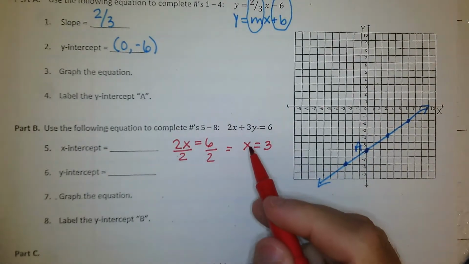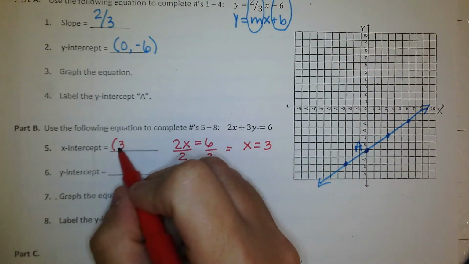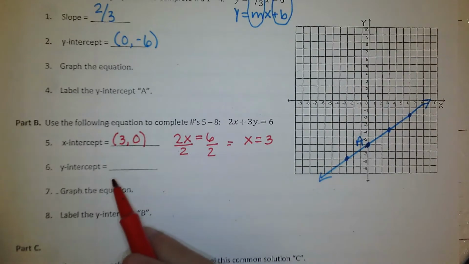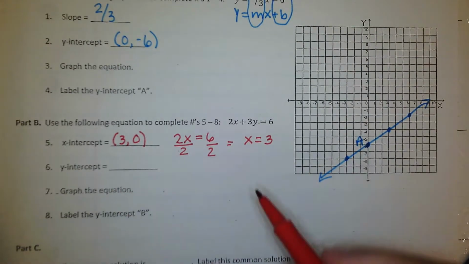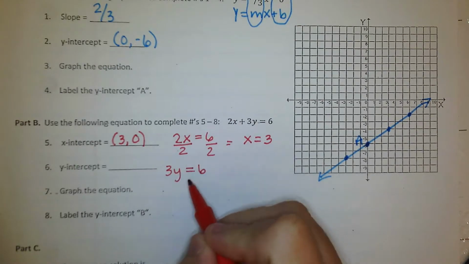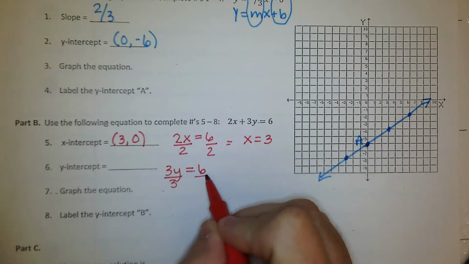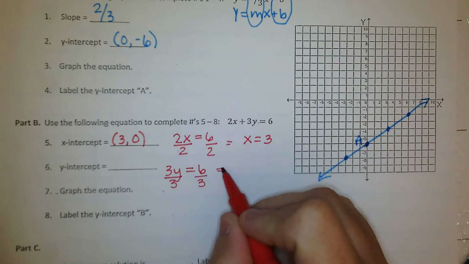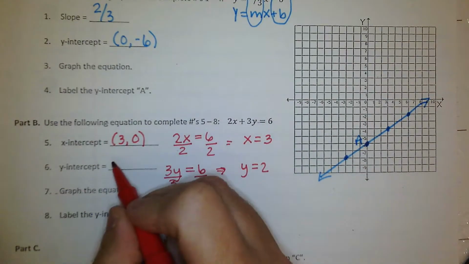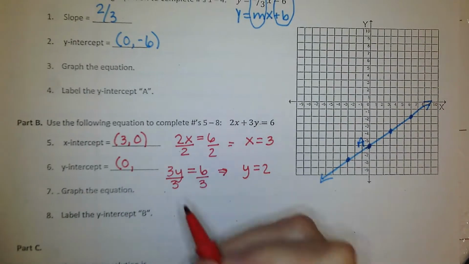And then our x-intercept obviously starts with the x-coordinate and ends in 0. For the y-intercept, you could do the same exact thing. You could take the y component and set it equal to the constant, and then solve for y, in which case you would get y equals 2. Remember that this is the y-coordinate, so you want the x-coordinate to be 0.